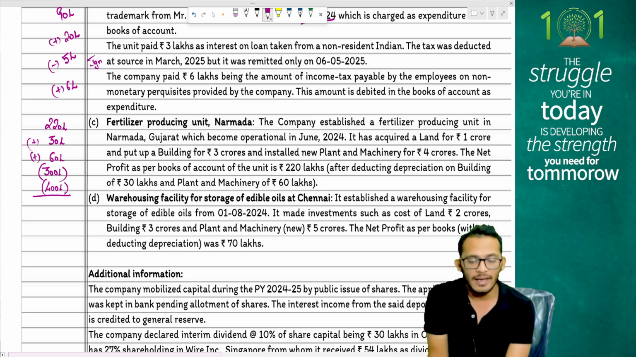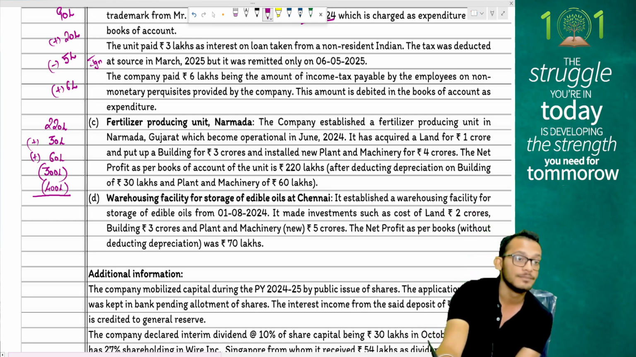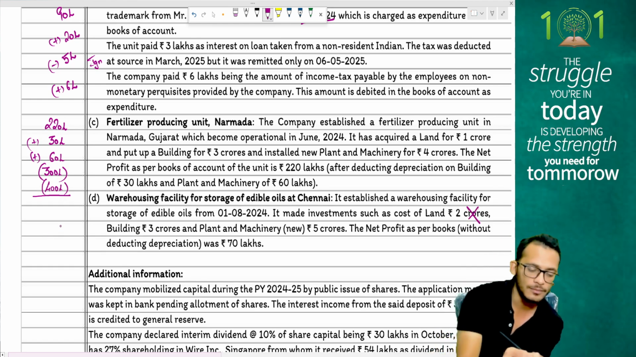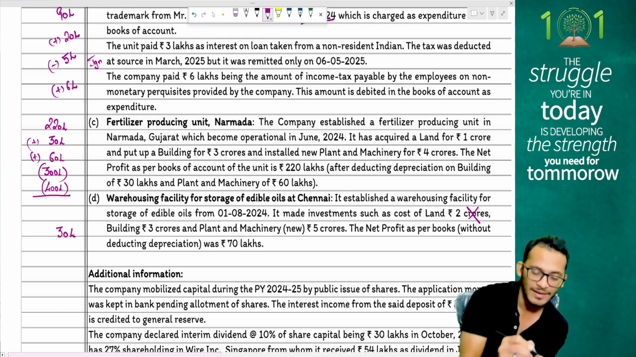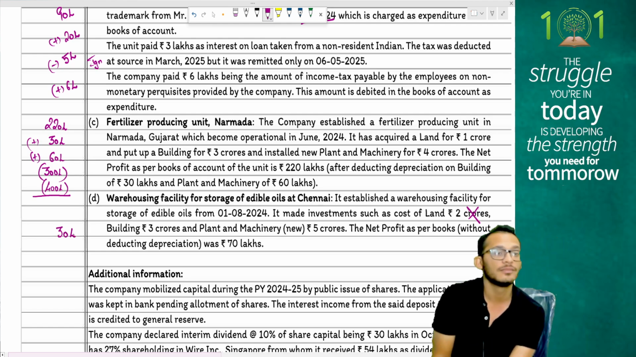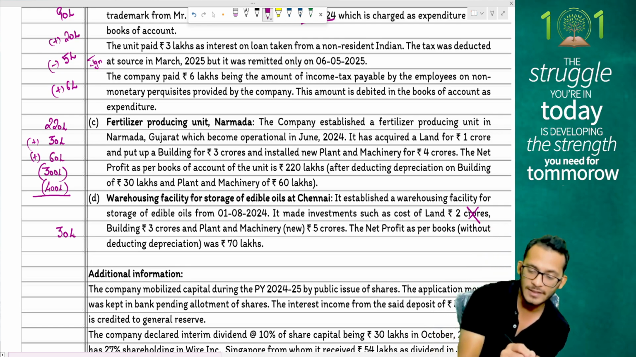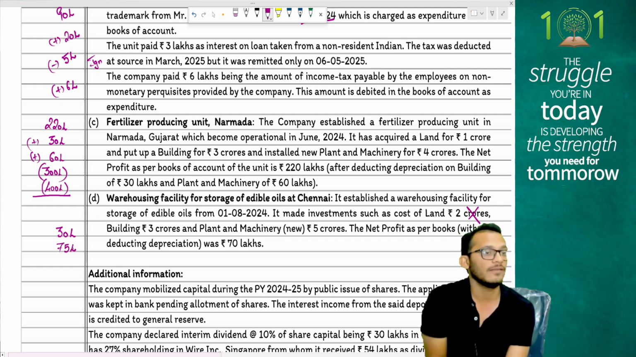Established a warehousing facility for storage of edible oils on 1st June 24. Made investments such as cost of land, 2 crores, I will ignore. Building of 3 crores, I will allow at the rate of... Plant and machinery new is 5 crores. I will allow 15%, the number becomes 75 lakhs. I will allow 75 lakhs.